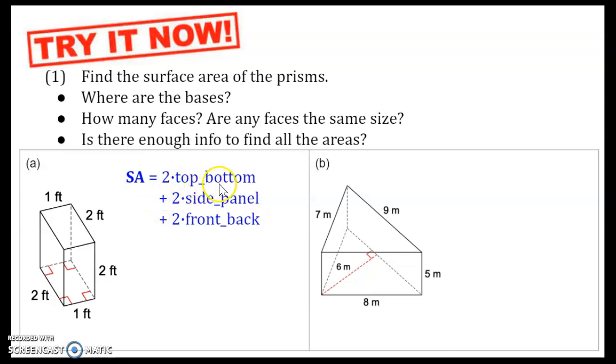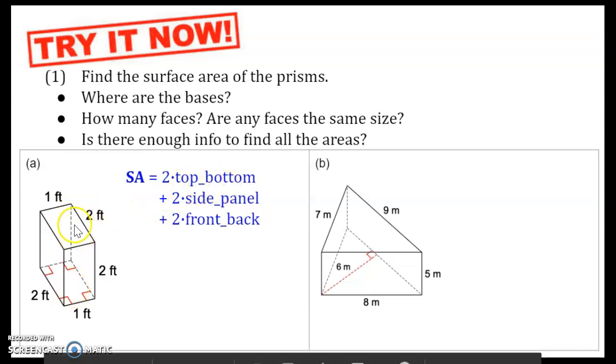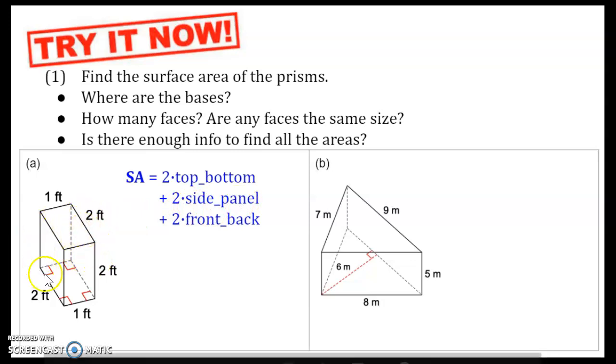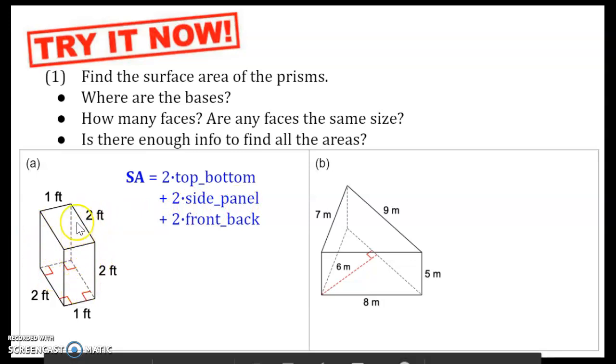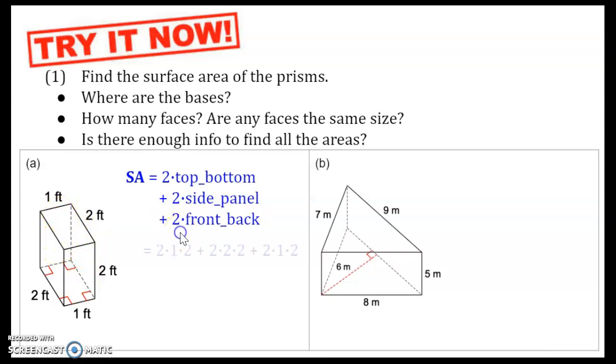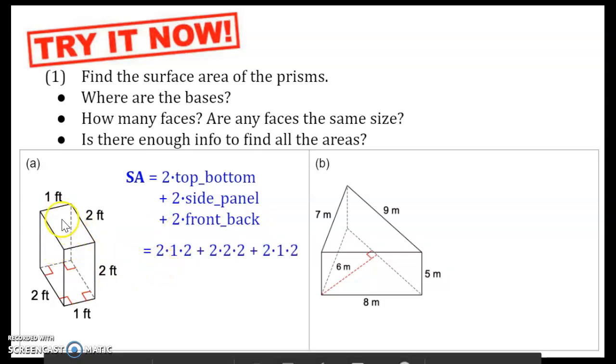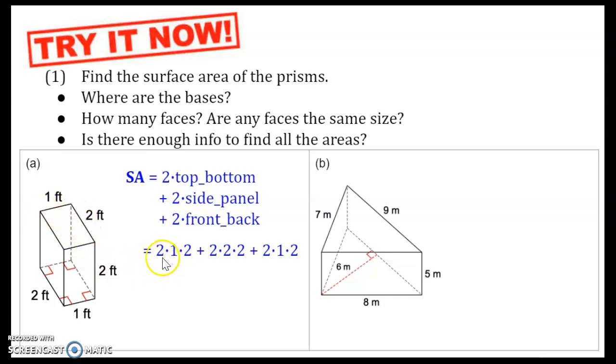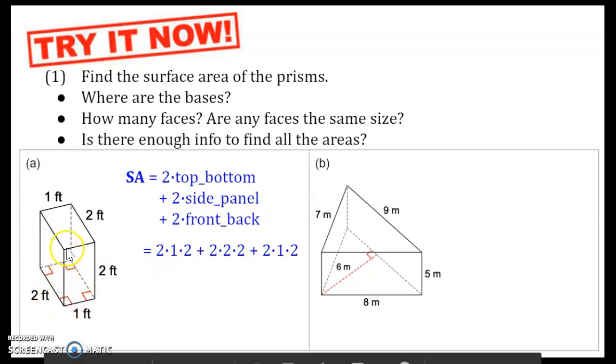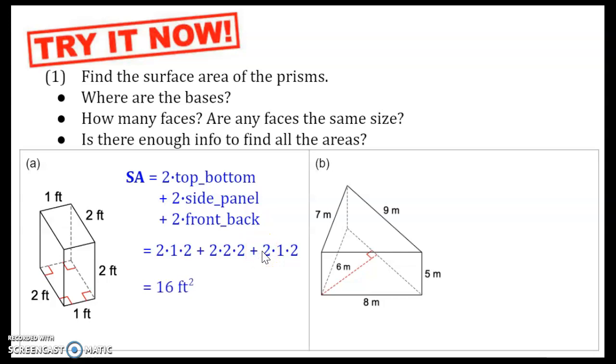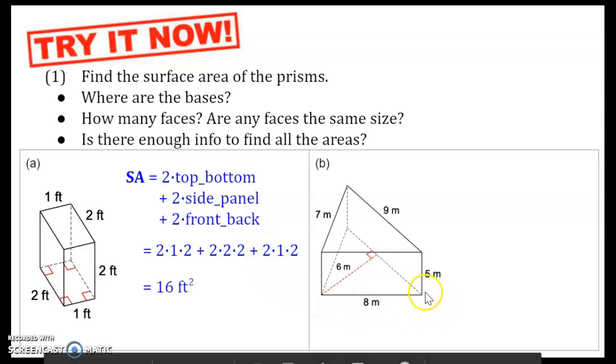Okay, so you have two top and bottom surfaces and then two side panels. I'm going to call these side panel 1, side panel 2, and then the front and back. So you have 6 different surfaces. The top and bottom is going to be 2 by 1, and we have 2 of those. The side panel is going to be 2 by 2, and we also have 2 of those. Then the front and back panel is going to be 2 by 1, and you also have 2 of those. Add it all up, and you get 16 feet squared.